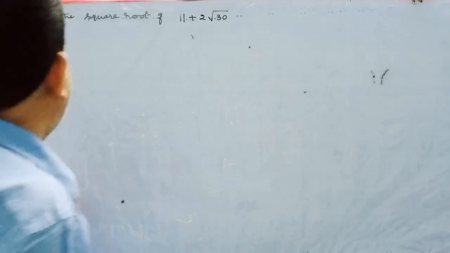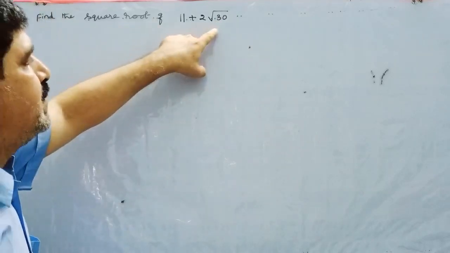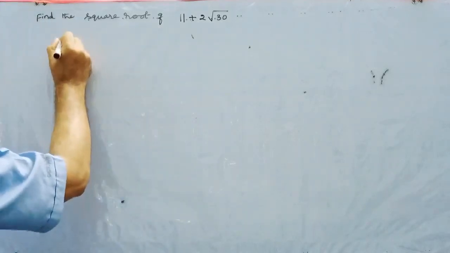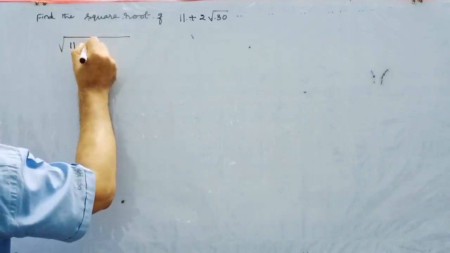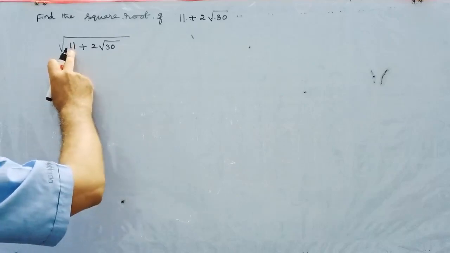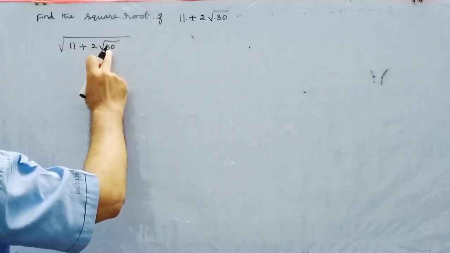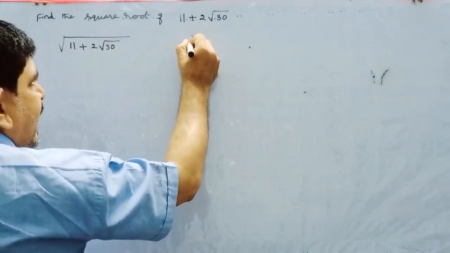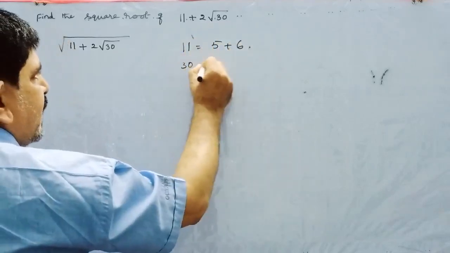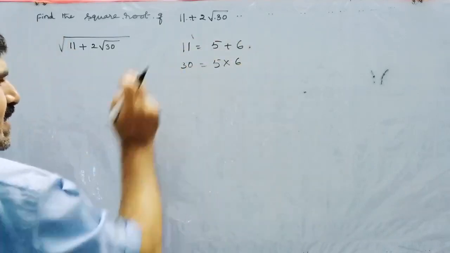Next question, find the square root of 11 plus 2 root 30. We have to do this problem the same as the previous problem. Now, root of 11 plus 2 root 30. 11 can be written as the sum of two numbers whose product must be 30. So I can write 11 as 5 plus 6 and 30 as 5 into 6. So 5 plus 6 is 11, 5 into 6 is 30.